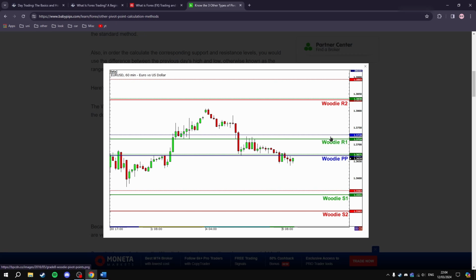Resistance 1 is here, still below normal resistance 1. Resistance 2 is still lower than resistance 1. Woodie support 1 is lower than normal support 1. And Woodie support 2 is, I want to say bang on, but the other one might be still lower than Woodie support 2, so I don't really know.